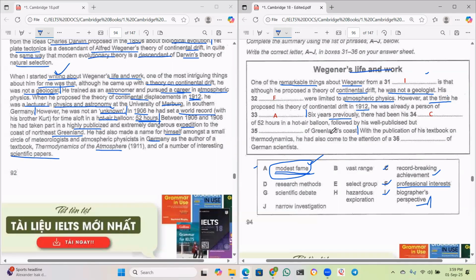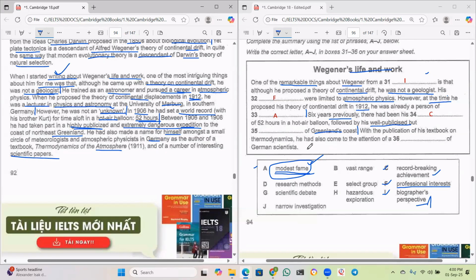Okay. So followed by his well publicized but dash of Greenland's coast. So Greenland is the key word. Where did we read about that? So between 1906 and 8, he had taken part in a highly publicized and extremely dangerous expedition to the coast of Greenland. Yes. So what is the word here? There had been his dash, followed by his well publicized but dash of Greenland's coast. What is that? Yes, highly publicized and extremely dangerous expedition to the Greenland's coast. So, extremely dangerous expedition is our answer.